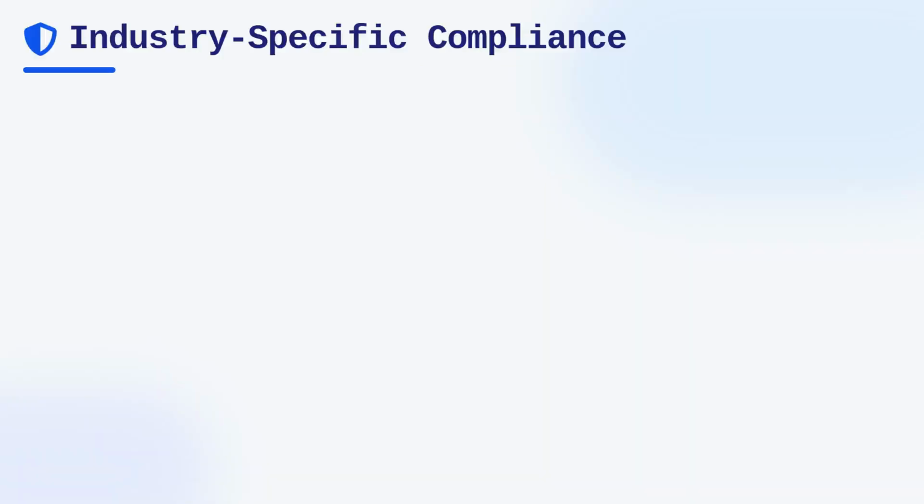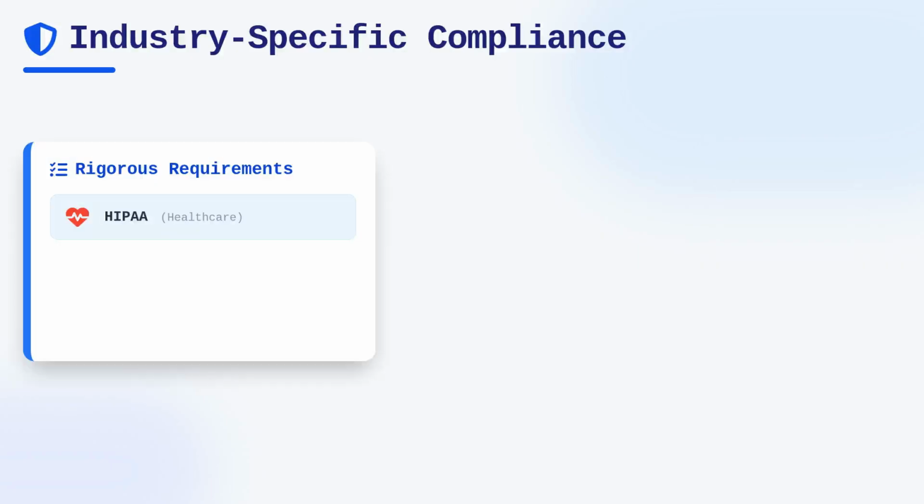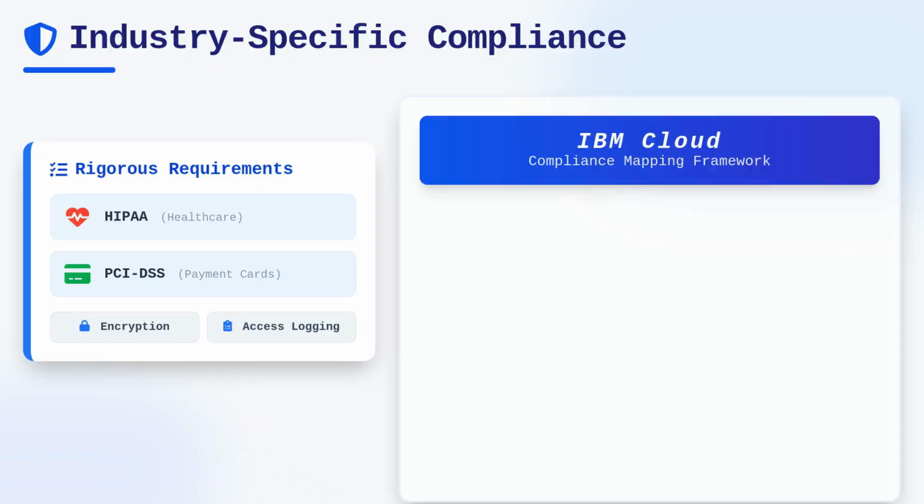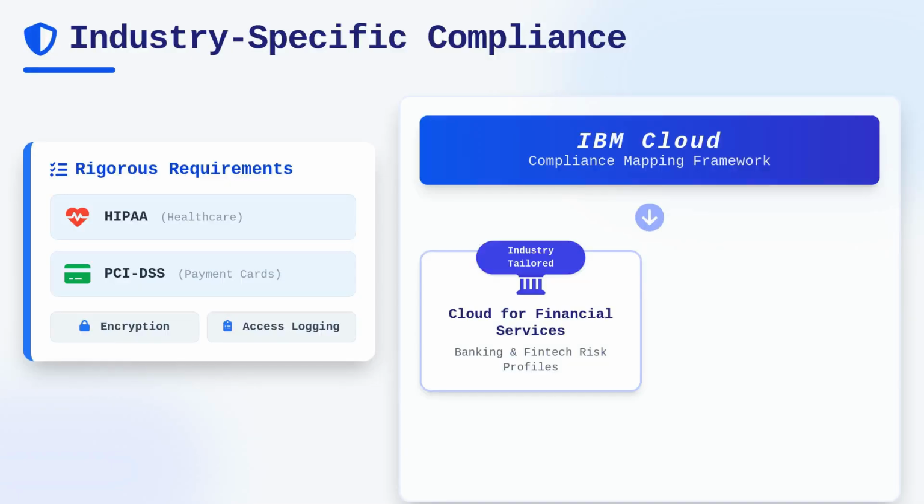Another essential aspect of this landscape is the application of these standards to industry-specific requirements, such as HIPAA for healthcare or PCI DSS for payment card processing. These standards are not suggestions. They are rigorous requirements that demand specific types of encryption, access logging, and incident response protocols. IBM Cloud provides dedicated compliance programs that map these high-level regulatory requirements to specific implementation patterns within their cloud services. For instance, when dealing with financial services, you might leverage IBM Cloud for Financial Services, which is designed with a specific set of security controls tailored for the unique risk profile of banking and fintech.